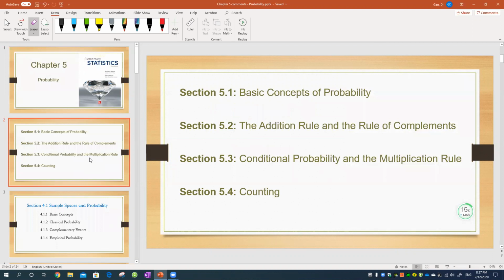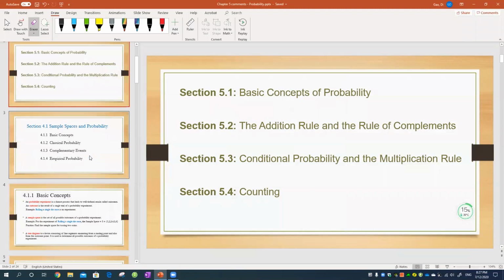We're going to start with the basic concepts, and then we're going to talk about the addition rule and then a complementation rule. We also have conditional probability and then the multiplication rule. So a couple of rules that we need to know for probability. And then finally, we're going to talk about some basic counting.